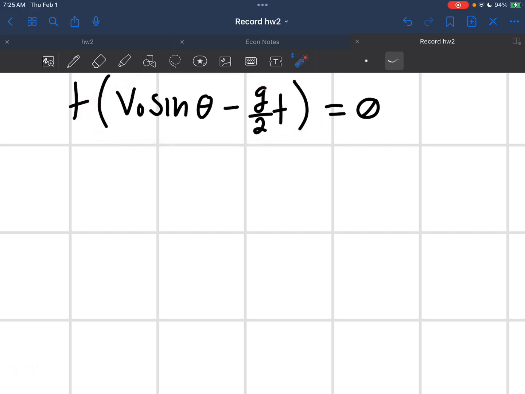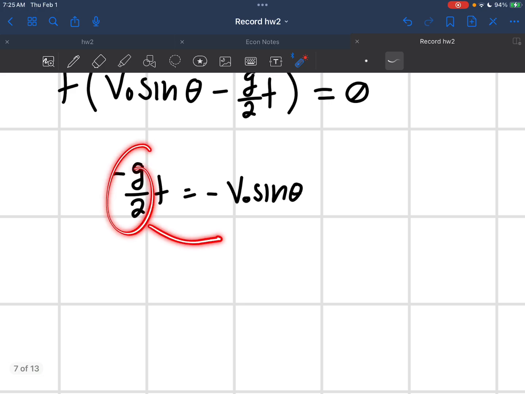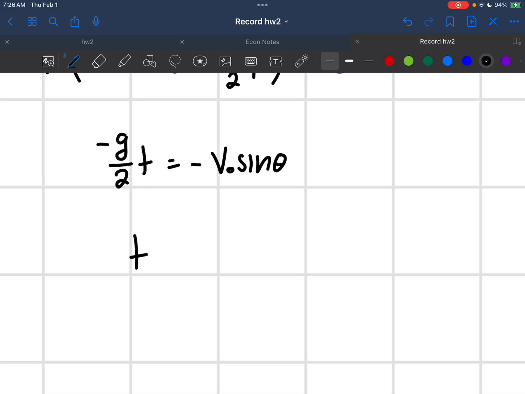So I'm going to set this term equal to 0. I'll subtract v naught sine theta to the other side of my equation, so it'll be minus g over 2 t equals minus v naught sine theta. Then I'm going to divide by g over 2, so my negatives will cancel. Really, I'm multiplying by 2 and dividing by g. So t will be 2 v naught sine theta over g.